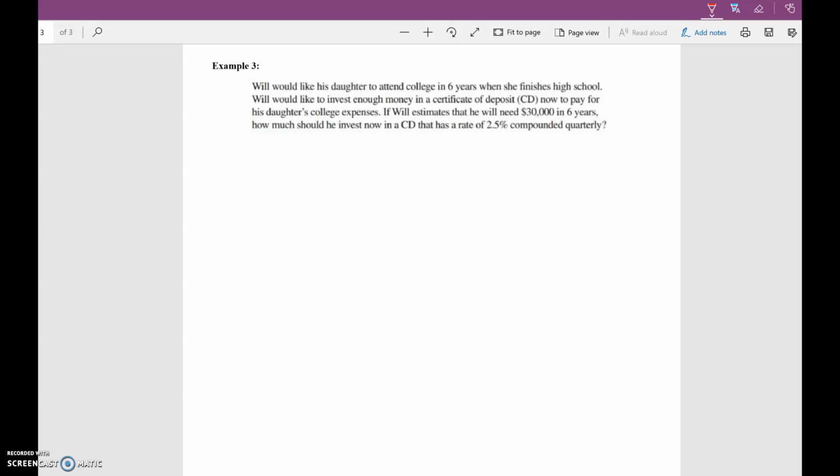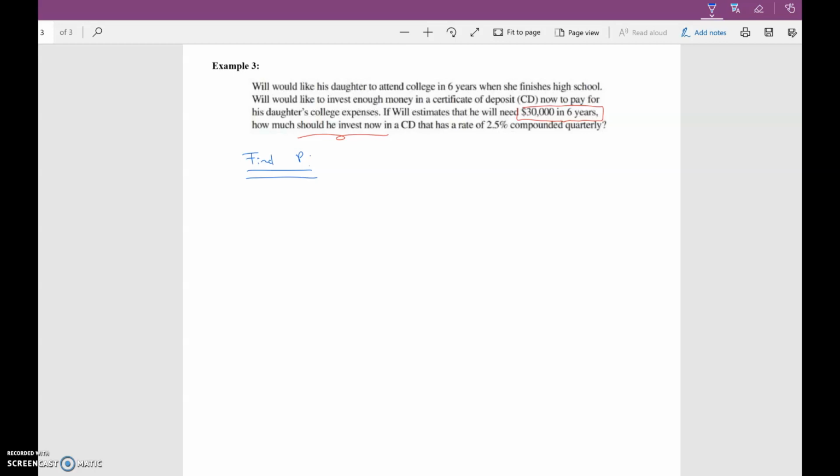Hi class, let's take a look at example 3. In example 3, it's also slightly different than the previous one. In this case, they already know how much they actually need at the end of the 6-year period, and what they're asking is how much should they invest. So in this particular problem, they actually want us to find the value of P.